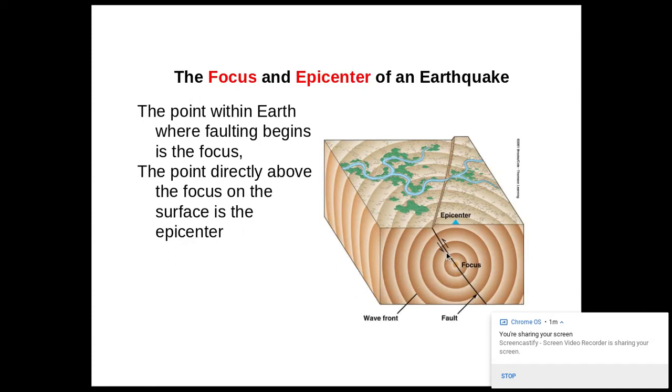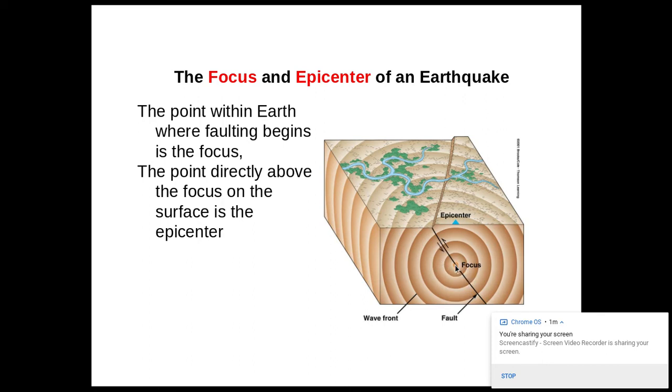You've got this fault line where the two plates are moving past each other. They don't move smoothly. Okay, they bind up, they snap, then they bind up again. A fault is not a straight line like this. Picture jagged rocks all on both sides.